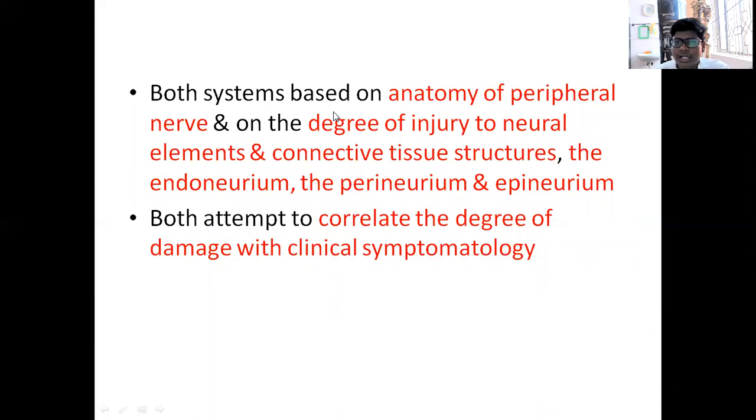Both systems are based on the anatomy of the peripheral nerve and on the degree of injury to the neural elements and the connective tissue structures, including the endoneurium. Both attempt to correlate the degree of damage with clinical symptomatology. We have to know.